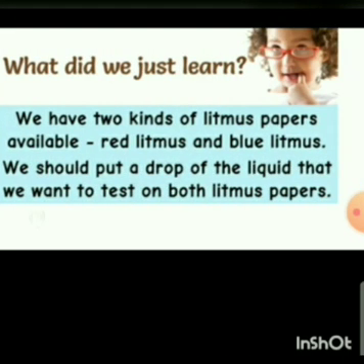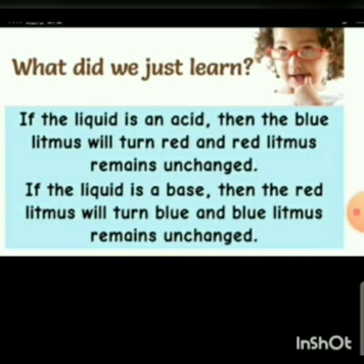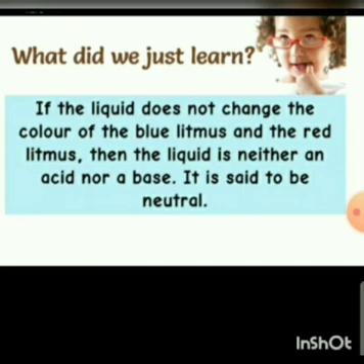We have two kinds of litmus paper, red litmus paper and blue litmus paper. We should put a drop of the liquid that we want to test on both the litmus papers. If the liquid is an acid, then the blue litmus will turn red and the red litmus remains unchanged. Whereas if it is a base, then the red litmus will turn blue and the blue litmus remains unchanged. If the liquid does not change the color of the blue litmus and the red litmus, then the liquid is neither acidic nor basic. So what is it? It is said to be neutral.